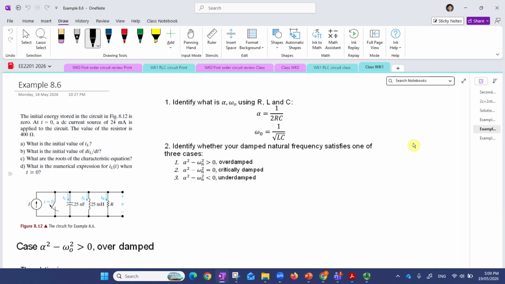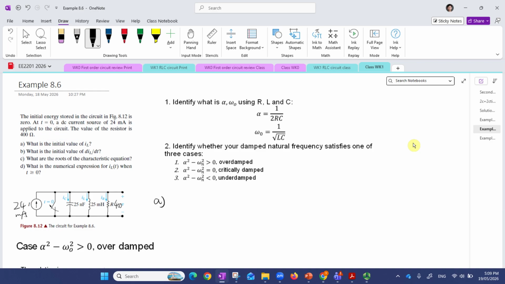So that means no energy storage. This is the best assumption you can have. Okay, it's easier than most of the other questions. At t = 0, initially, a DC current source of 24 milliamp is applied to the circuit. The value of the resistor is 400.